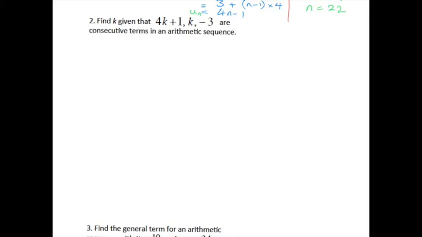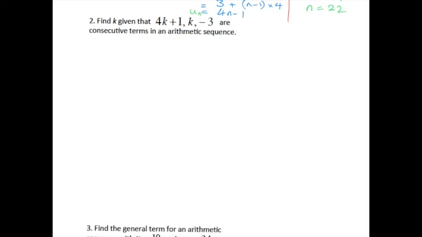Question 2. Find k given that 4k plus 1, k, and negative 3 are consecutive terms in an arithmetic sequence. So in other words, 4k plus 1 is one term. k is the next term. Negative 3 is the next term. If they are in an arithmetic sequence, what do we know would be true? Have a think. I'll just give you a second to think about it. We know it's an arithmetic sequence. It would have a common difference.